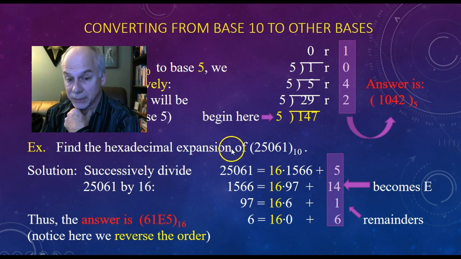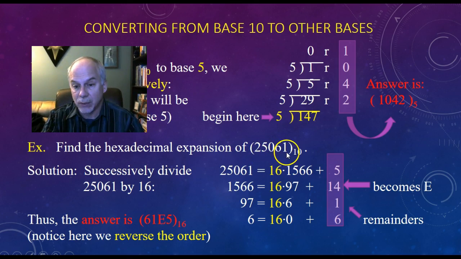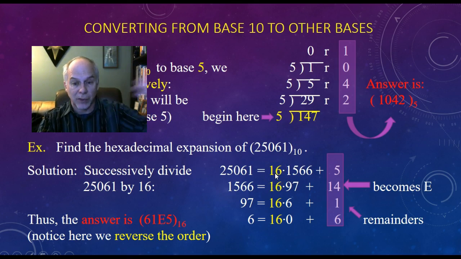Find the hexadecimal expansion of the number 25,061 in base 10. Okay? Now we are going to successively divide 25,061 by 16. Now, I'm not doing it in the way I just did in the previous example. I'm showing you another way to do it, which is going to be useful later. So try to learn this other way.